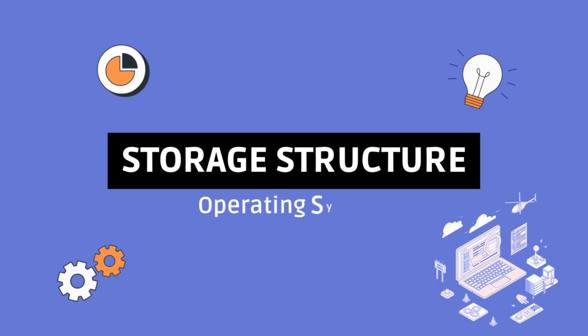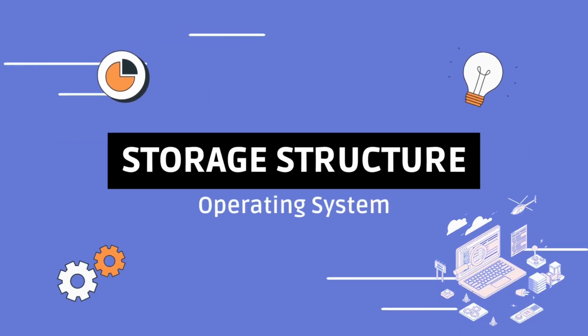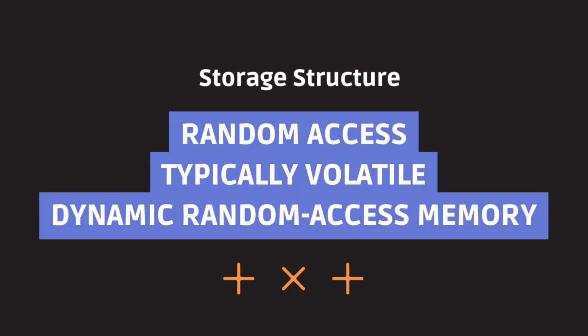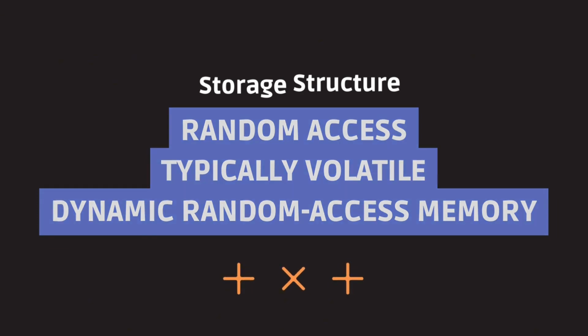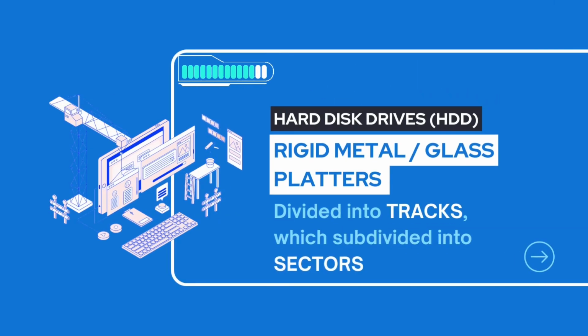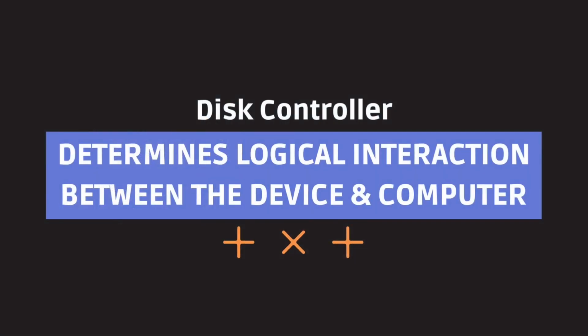Now, let's look at storage structure. The storage structure can be accessed directly through random access, typically volatile, and typically random access memory in the form of dynamic random access memory. A hard disk drive is a rigid metal or glass platter covered with magnetic recording material, and the disk surface is logically divided into tracks which are subdivided into sectors. The disk controller determines the logical interaction between the device and the computer.